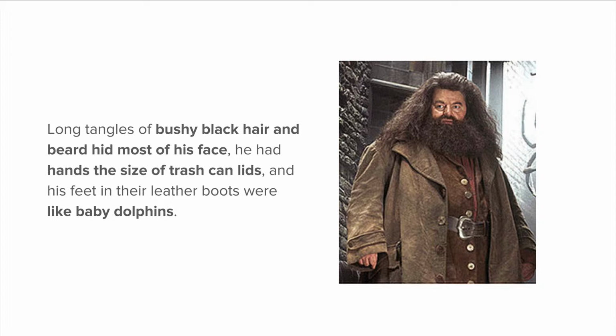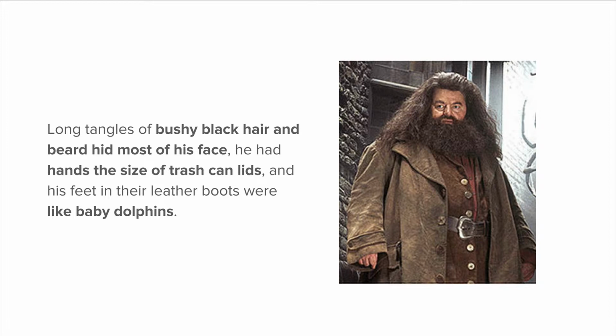Now, in this instance, the author has decided to describe him all at once in one paragraph, but it's a short paragraph, and look at the words she uses. Bushy black hair and beard that hides most of his face, hands the size of trash can lids, and leather boots like baby dolphins. This points to the voice that we see in all the Harry Potter books that make them so charming and fun to read. But you can see that she hasn't described Hagrid from head to toe. Instead, she's pointed out 3 characteristics that create a whole vision and picture of who Hagrid is.